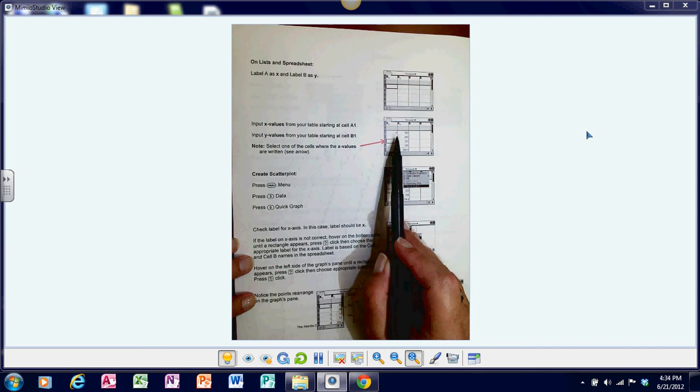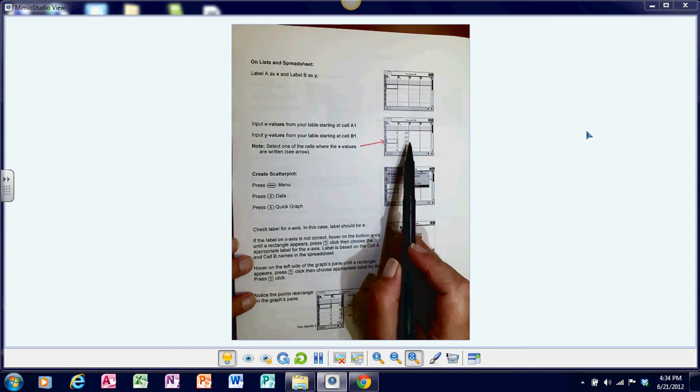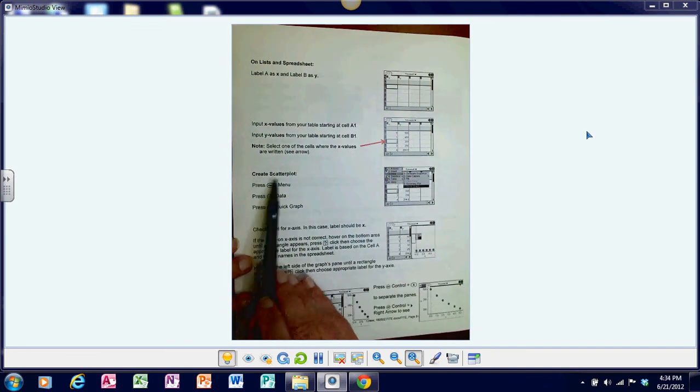As you can see, you put in your table values. Here is for X, and this is where you put in the Y values. To create the scatter plot, press Menu, press Data, and then press Quick Graph.